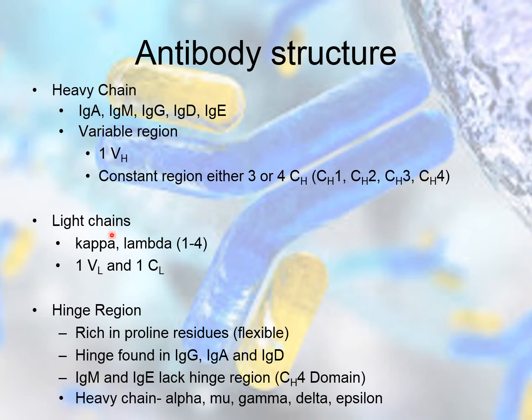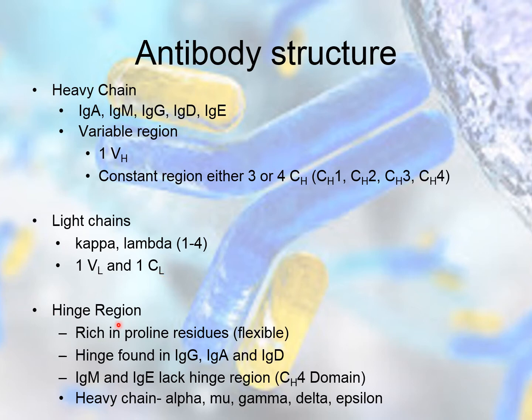A light chain of an antibody can be a kappa chain or a lambda chain. Kappa chains are more common, like 60% of antibodies have kappa chain and 40% have the L chain or lambda chain. As we have seen earlier, light chains are composed of one constant and one variable region named VL and CL.